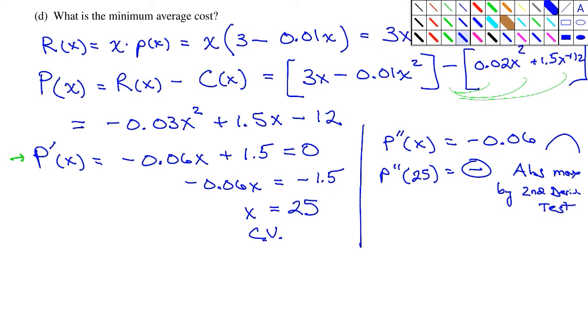All right, now let's convert that into a meaningful answer. x equals 25. Recall that x was written to represent thousands of boxes of chalk. So that means the number of boxes should be 25,000 boxes of chalk. And that's how many boxes should maximize the profit.